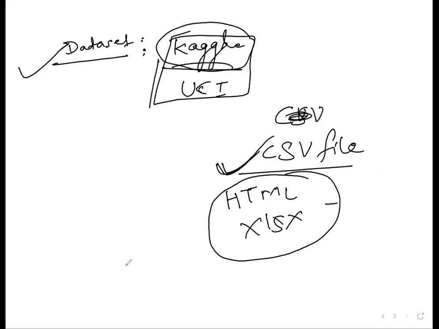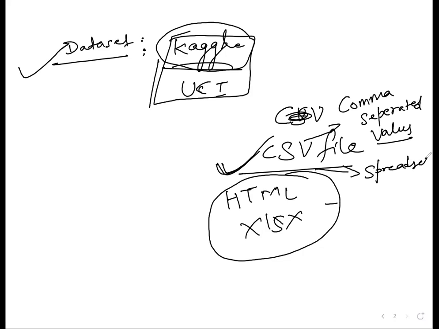So CSV, what is CSV? CSV stands for comma separated values. It is a file format which allows you to save the data in tabular format, such as a spreadsheet. So it is very useful for data sets, and these data sets can also be used in programs. We can use this data set in a program.